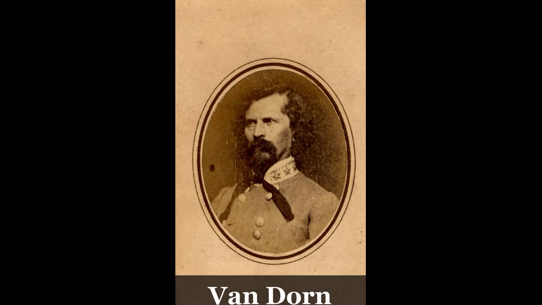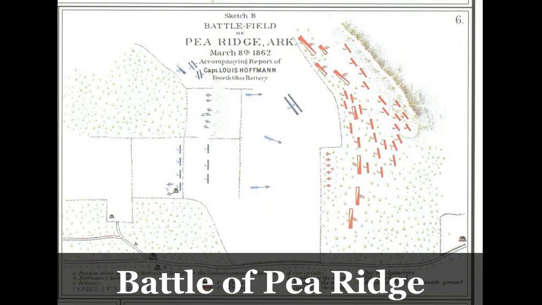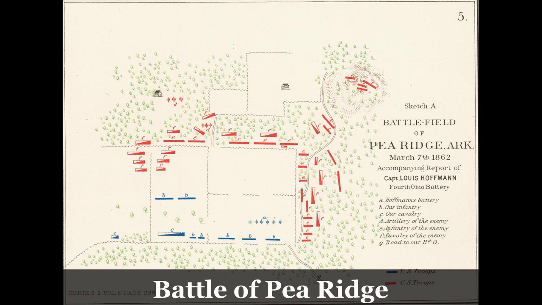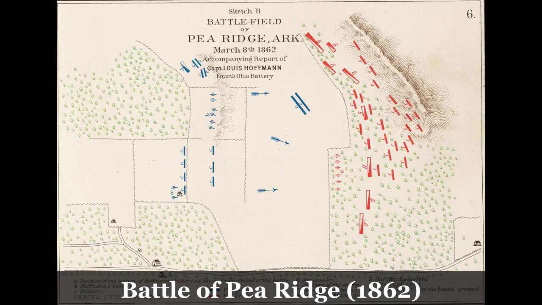With Sigel's division leading the way, the Union Army launched a decisive counterstroke against the Confederate right flank, pushing them back in disarray. The Confederates attempted to regroup, but it was too late, and they began to retreat from the battlefield in disorder. As the Union troops pursued the fleeing Confederates, Van Dorn's army was thrown into chaos, with many of its units becoming separated and leaderless.